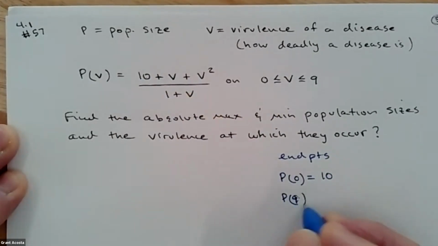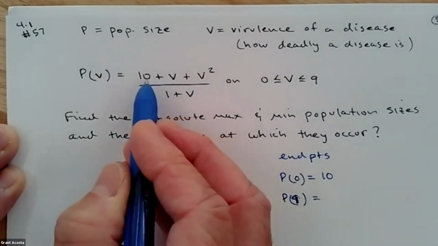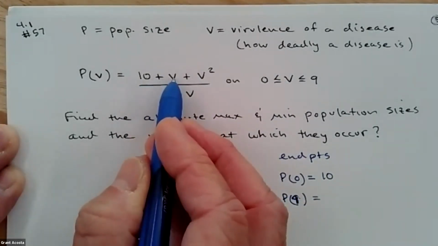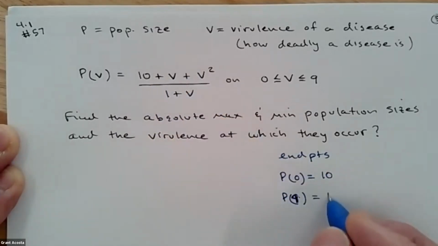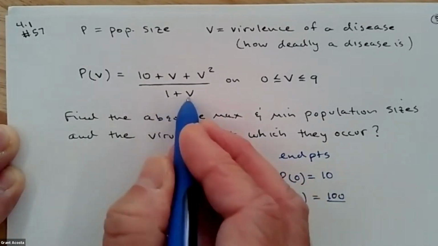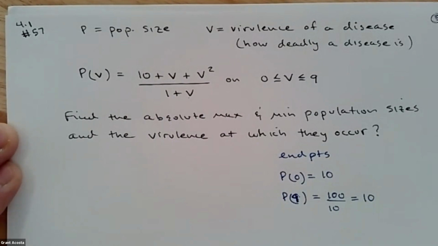And my population, if V is equal to 9, it actually kind of works out nice. 9 squared is 81, plus 19, it ends up coming out to be 100. And the denominator is 10. It's also 10. We actually end up with the same population, whether the virus has a V value of 0 or 9. It's the same, it's 10. We kind of have a tie here.